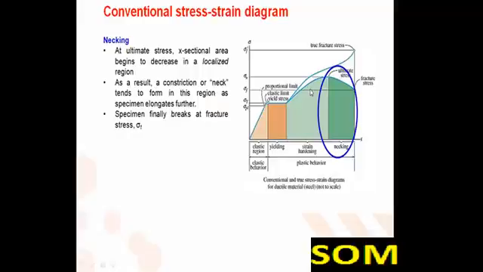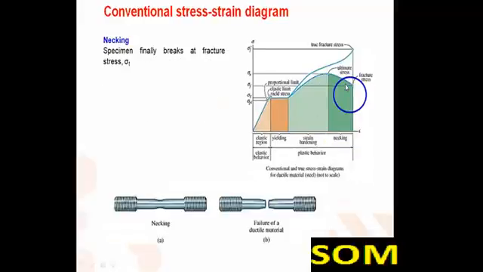Further stretching of the bar is accompanied by a reduction in the load. Fracture occurs at this point. Necking is basically the reduction in area of the bar, which becomes clearly visible, and pronounced necking of the bar occurs. This is the necking.